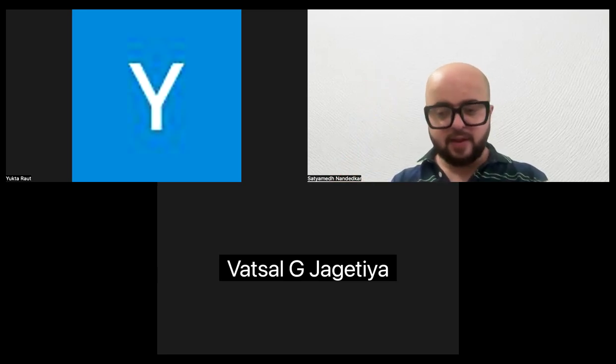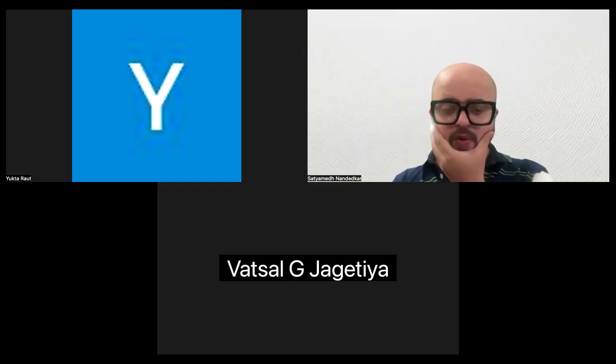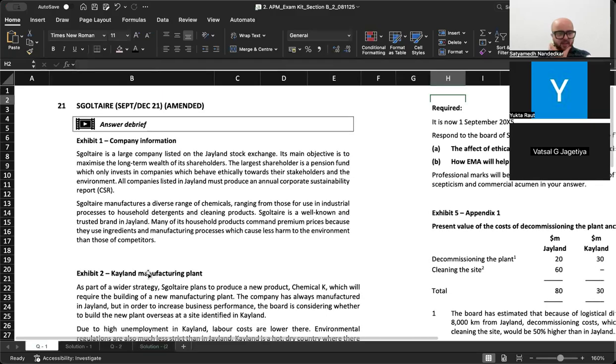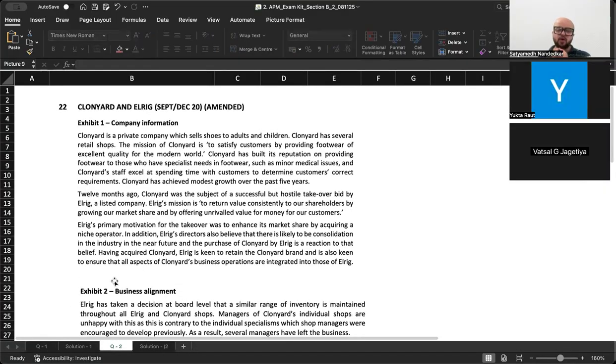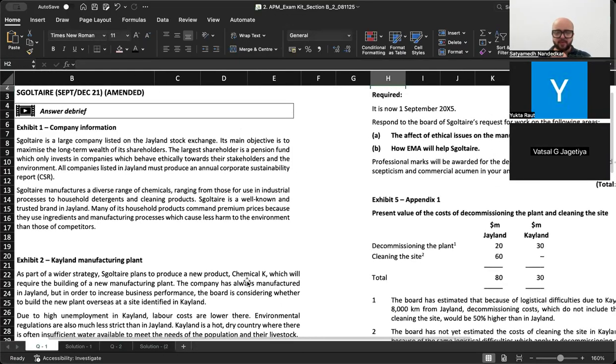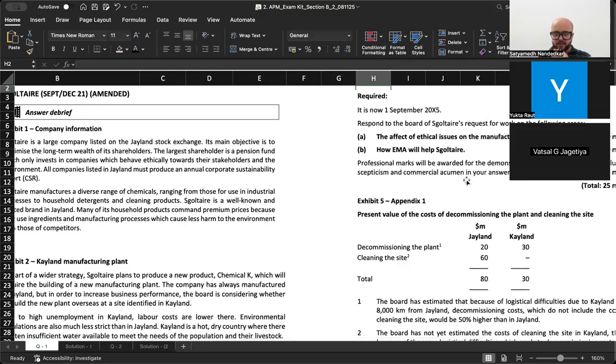Okay. These are, as I told you, two questions from section B, not particularly difficult or heavy duty to tackle. So let's start. This one is Skolitaire and this one is Clonyard and Elric. Two separate questions. Let's see how it goes.